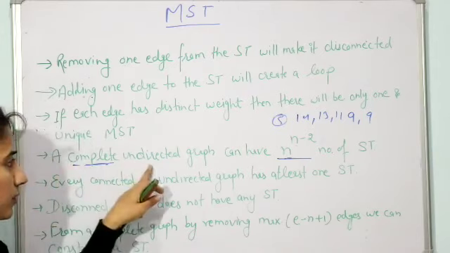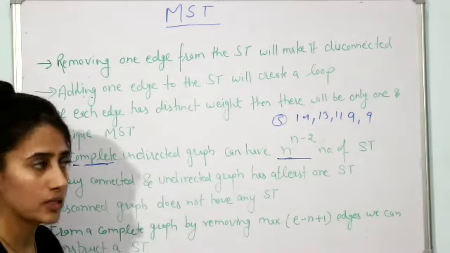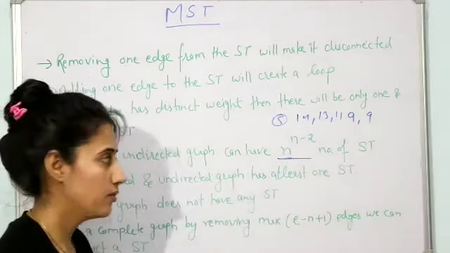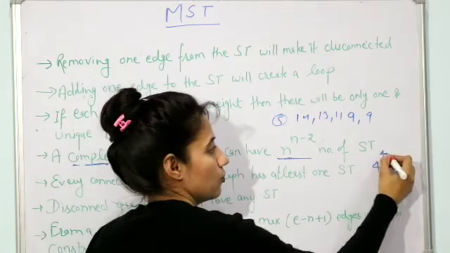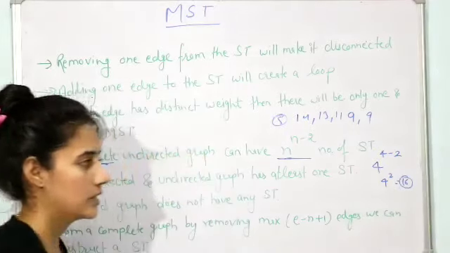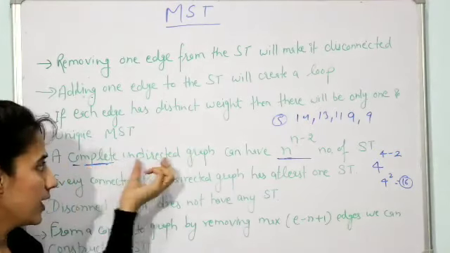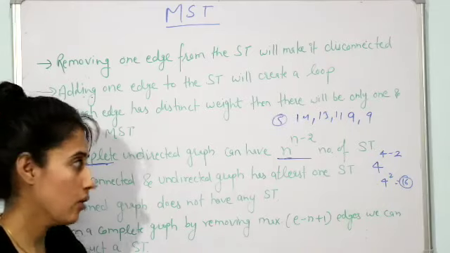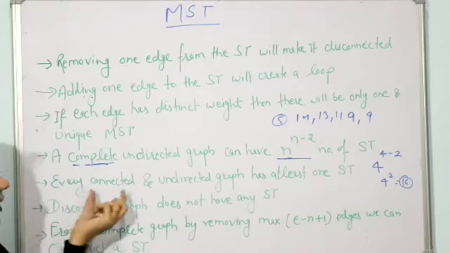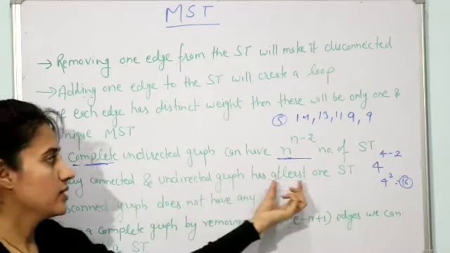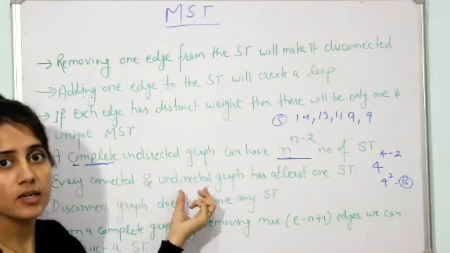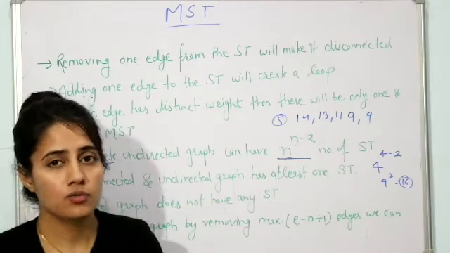Suppose a complete graph has 4 vertices. So how many spanning trees can that complete graph have? 4 to the power 4 minus 2, 4 to the power 2, that is 16. So a complete undirected graph of 4 vertices can have a maximum of 16 spanning trees. Fine. Next is every connected and undirected graph has at least one spanning tree.